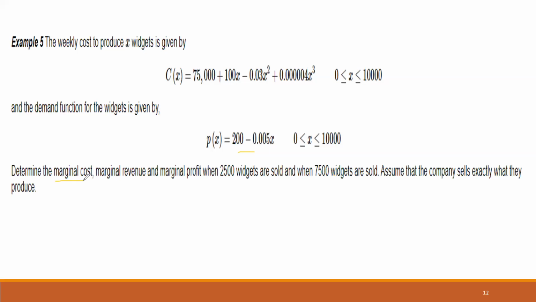Determine the marginal cost. So you know just now how we're going to find the marginal cost. You get the formula, right? Determine the marginal cost, marginal revenue, and marginal profit when 2,500 widgets are sold and when 7,500 widgets are sold. So you've got to do it for 2,500 and 7,500. Assume the company sells exactly what they produce. So make use of it. Do you guys have the formula, or should I switch back so you can take a picture of it? Everybody okay? I assume so. So answer these questions and then we're going to discuss it.